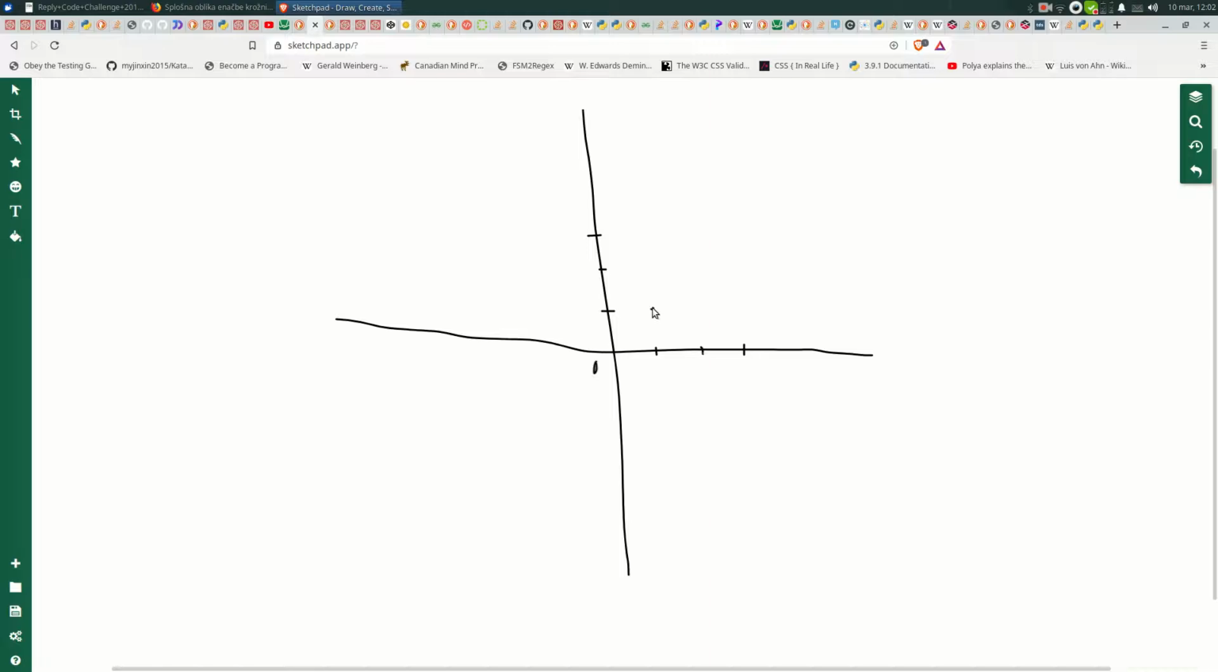Can we make that an X? It's so hard to draw over here. Wait, I'll get a mouse. Alright, I'm back with this mouse, so it's better. So let's say this is one point.